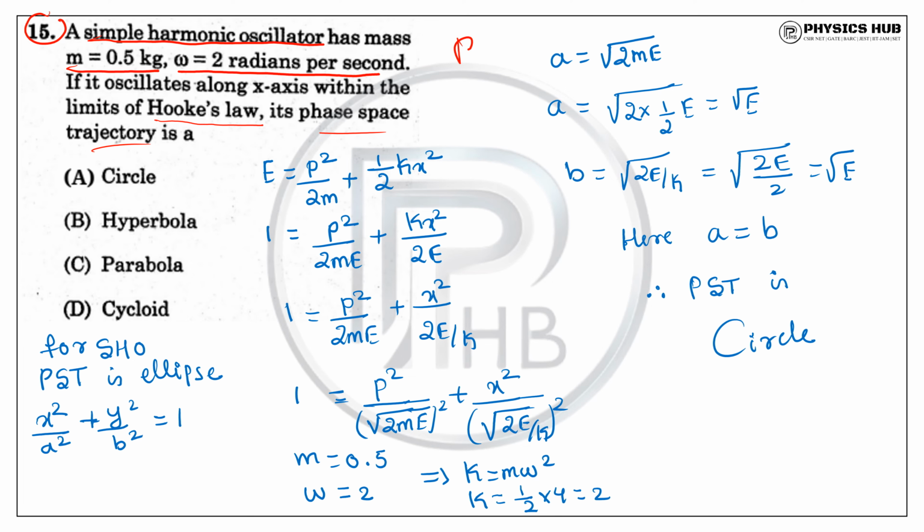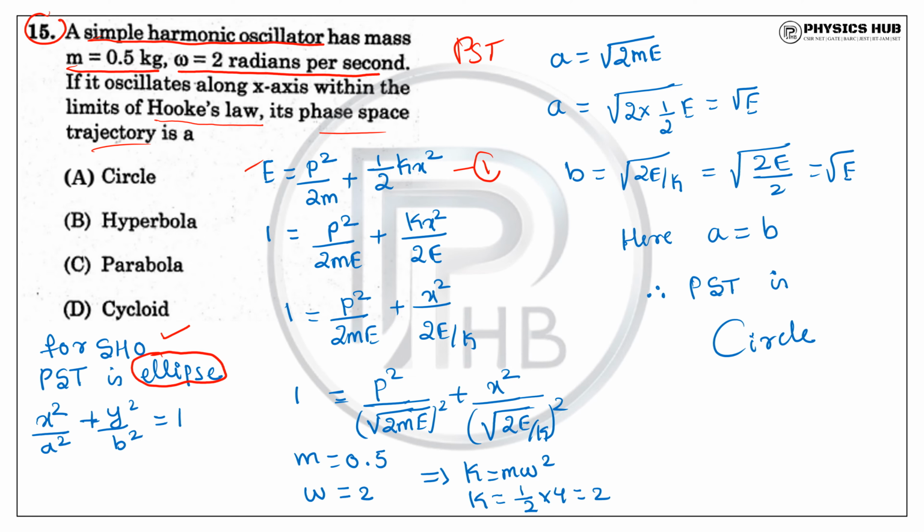So on this phase-space trajectory, a question is asked every year. For a simple harmonic oscillator, the phase-space trajectory is an ellipse. Okay, and the equation of an ellipse is x square by a square plus y square by b square is equal to 1. The energy equation is E is equal to p square by 2m plus 1 by 2 kx square.